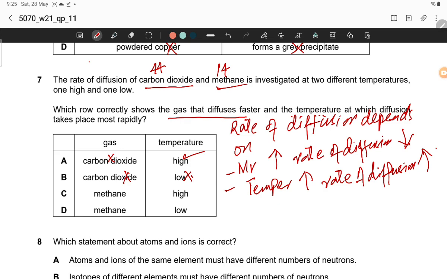So methane has lower Mr. Sorry, it is not 14. CH4: carbon is 12, hydrogen is 4, that is equal to 16. So the mass is lower, so these two factors, and temperature should be high. So this is correct. So C option is correct.